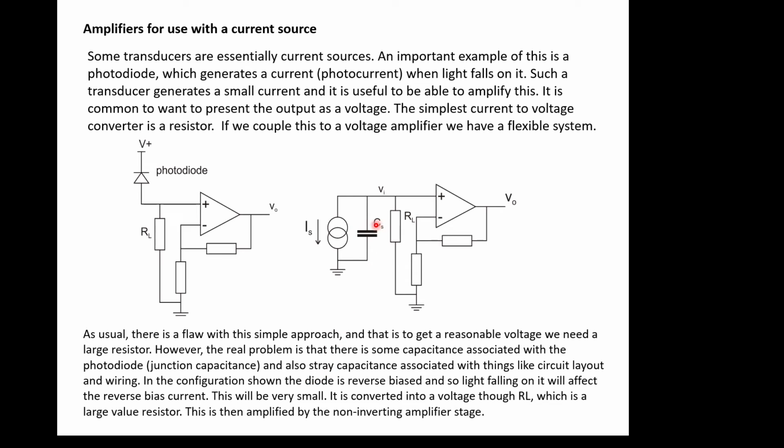Also, if there's a cable between our photodiode and our input, that can look like a capacitance as well. So this capacitance here could actually be due to a cable that's connecting our photodiode to our amplifier. And so we'd be interested to know what the effect of this capacitance actually is on the performance of our circuit.